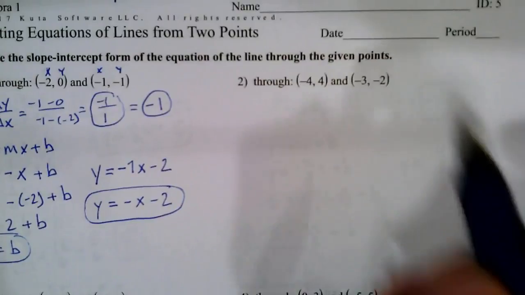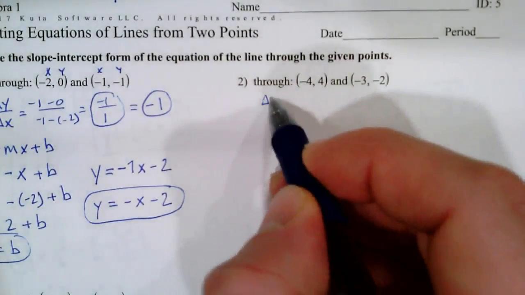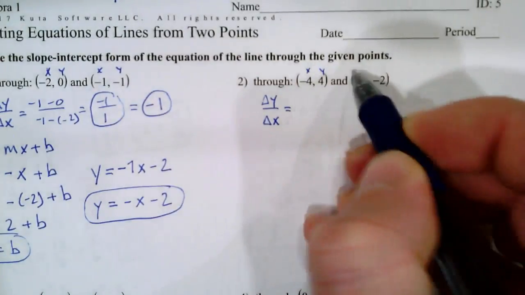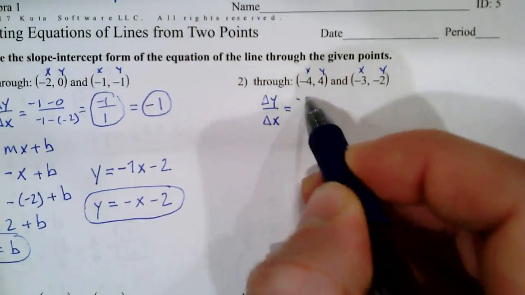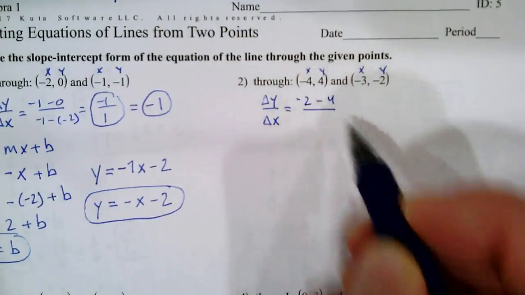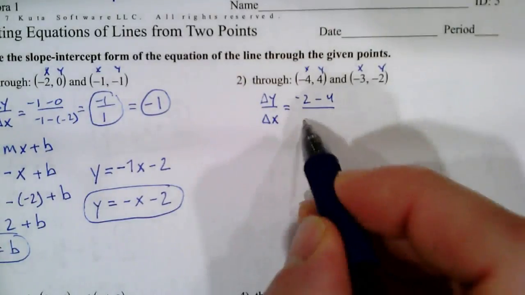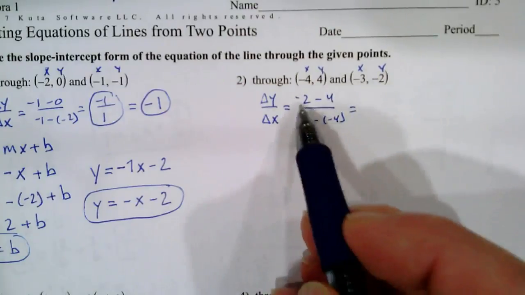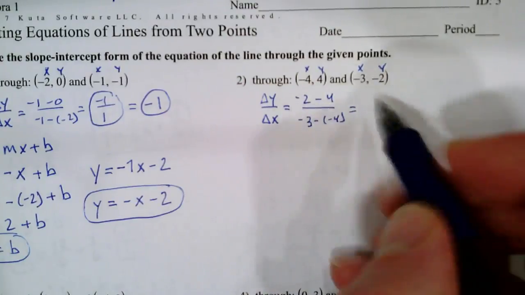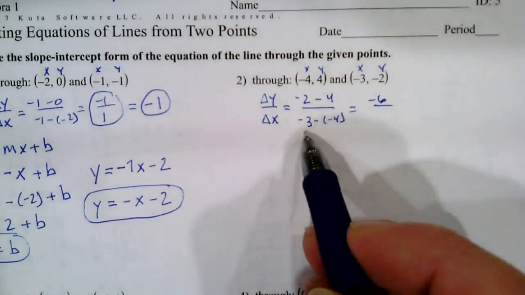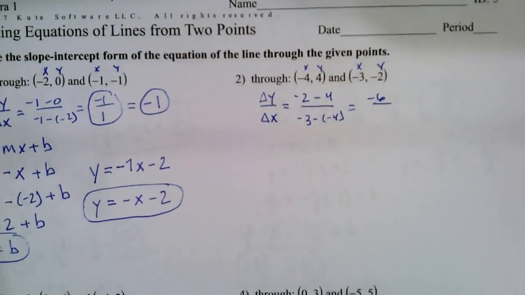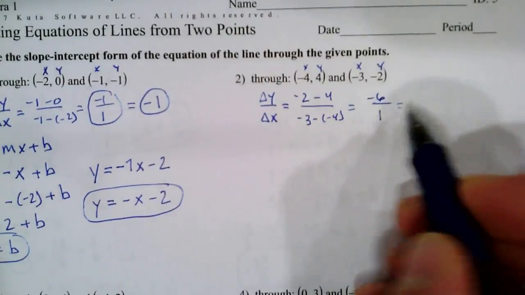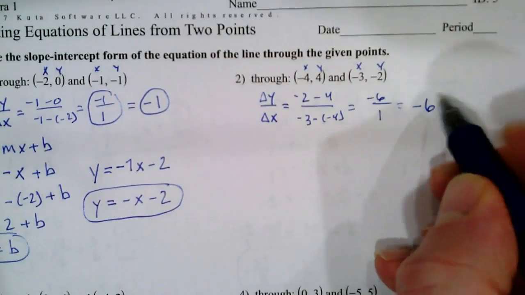All right, next up, we've got our 2 points here. First, we're going to find our slope, or change in y over change in x. So we've got our ending y, which is -2, minus our beginning y, which is 4, over our ending x, which is -3, minus our beginning x, which is -4. -2 minus 4, it's 2 degrees below 0, drops another 4, it's -6. -3 minus a -4 is the same as -3 plus a +4, which would be a +1. And -6 divided by +1 is simply -6.